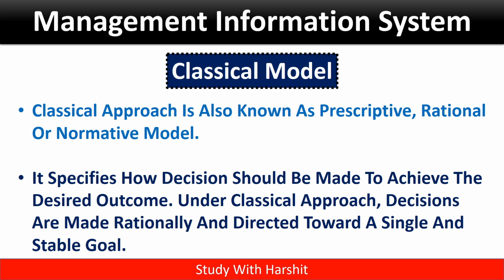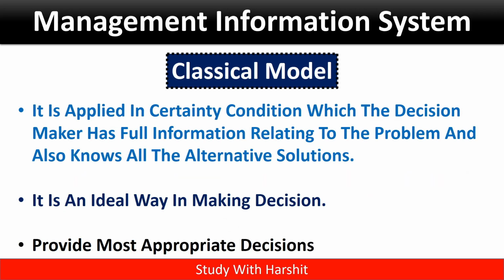Classical model. The classical approach is also known as the prescriptive, rational, or normative model. It specifies how decisions should be made to achieve the desired outcome. Under the classical approach, decisions are made rationally and directed toward a single and stable goal. It is applied in certainty conditions, where the decision maker has full information relating to the problem and also knows all the alternative solutions. It is an ideal way of making decisions. It provides the most appropriate decisions.